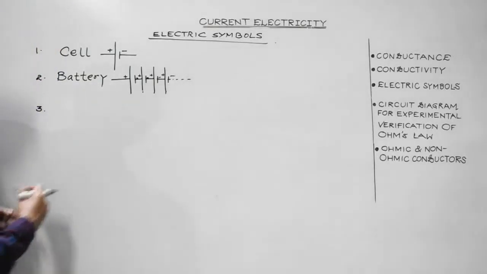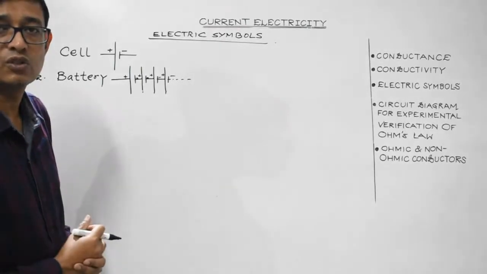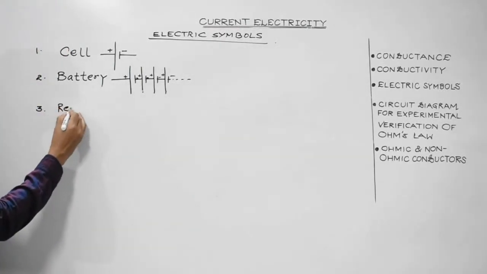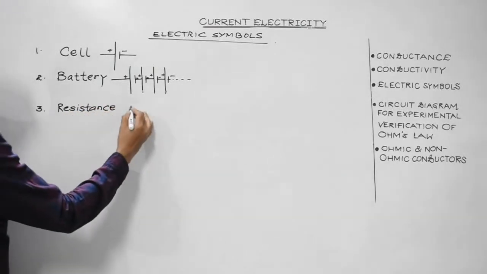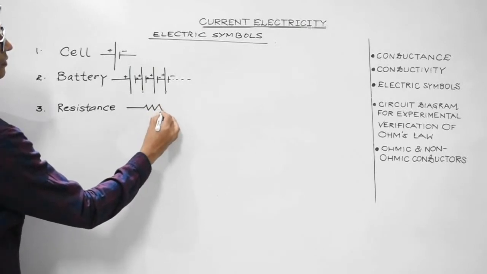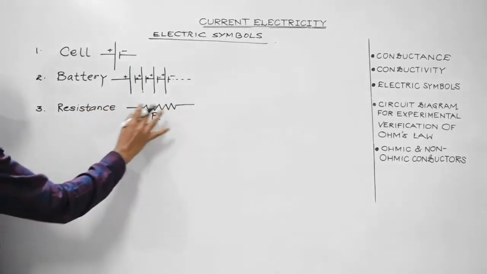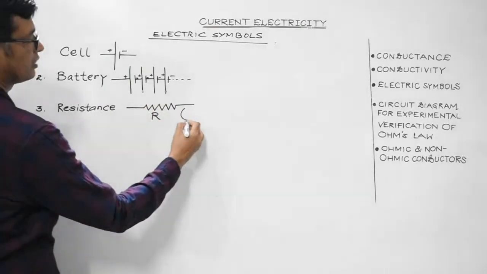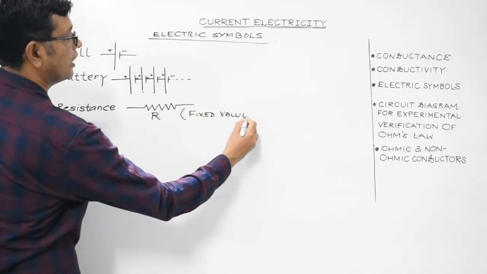And any electrical device is connected with the help of connecting wires to the external source. So those wires will offer some resistance. So resistance is symbolically represented like this. It's a symbol of a resistor having a fixed value of resistance. It is a resistor having fixed value of resistance.